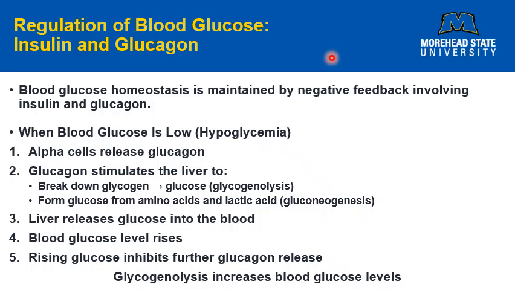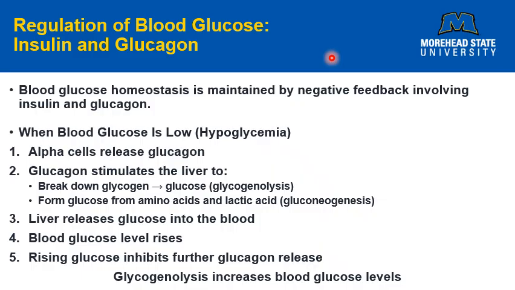Now, when blood glucose is low, this is hypoglycemia, and the alpha cells release their hormone, glucagon. It stimulates the liver, one, to break down glycogen and form glucose, because glucose is low, so we want to make more, and then to form glucose from amino acids and lactic acid, which is gluconeogenesis. Its goal is to make glucose because it's low, so it finds 2 ways to make it. Then the liver releases the glucose into the blood.